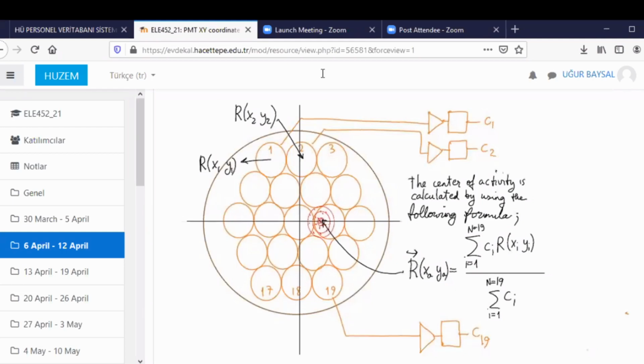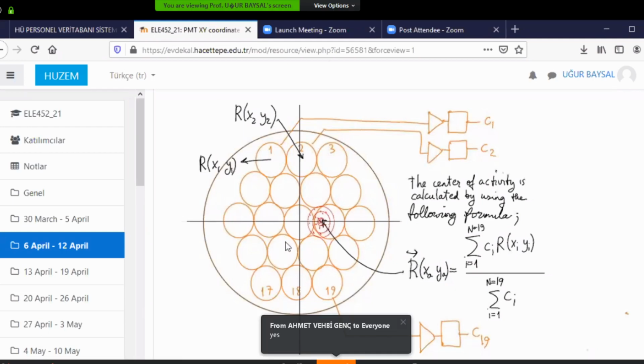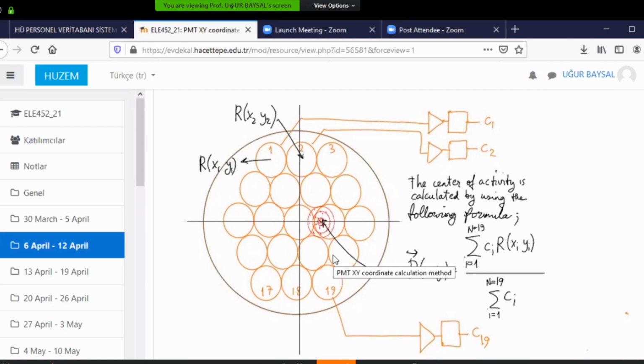Okay, guys, you're ready? I have posted another figure for this calculation, the figure that I showed as a last slide before ending the session. So it's in the, let's say, Zoom course environment. This is for 19 PMT calculation, and it can be extended to any number of PMTs with this formula. These quantities are vector quantities, and these quantities are scalar quantities. Now let's continue.